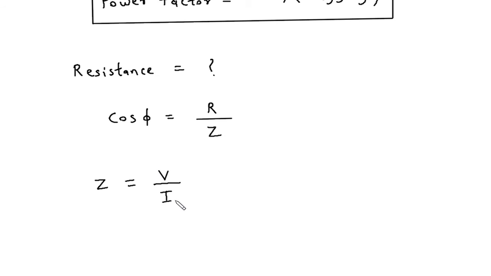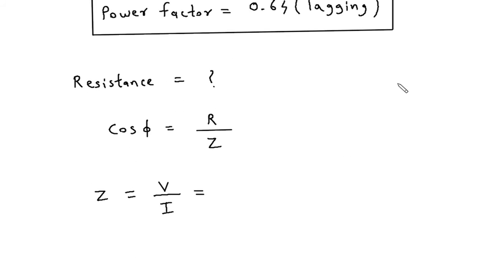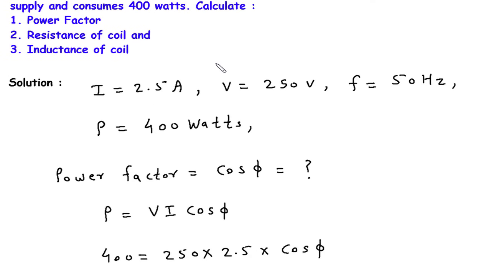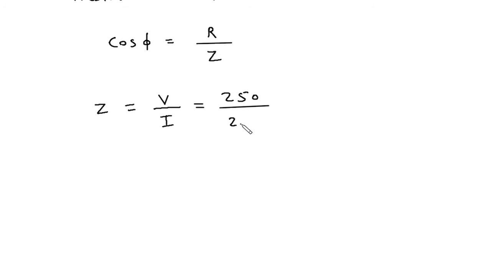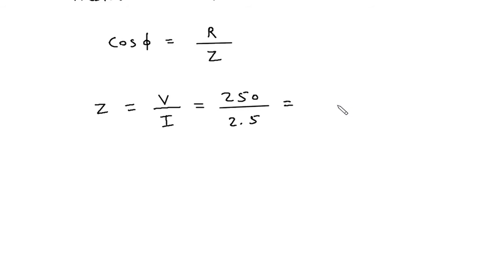V by I, where V is the voltage and I is the current. We have the value of voltage and it is 250 volt. So this will be 250 volt divided by current. Now current is 2.5 ampere. So therefore this will be 250 divided by 2.5. This will be 100. Now since it is impedance, so its unit will be ohm.